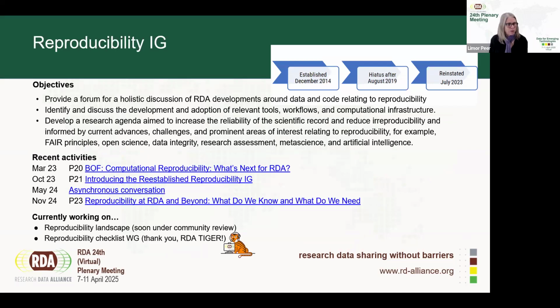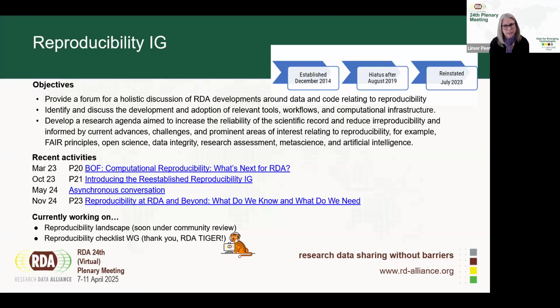So the history of the Reproducibility Interest Group at RDA is that it was established a long time ago, with the beginning of RDA back in December of 2014. I think it may have been plenary 5 or something. Someone else might know specifically, but at the time, it had different co-chairs who were focused primarily on infrastructure for reproducibility. And the group went into hiatus after a few plenaries that it was involved in leading.